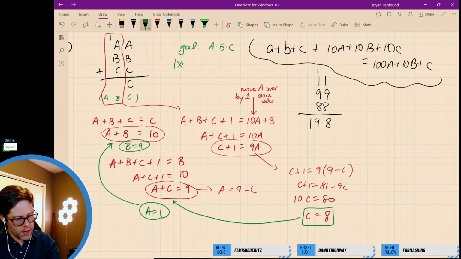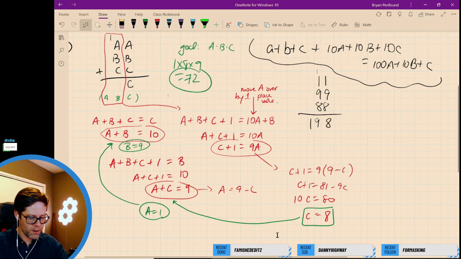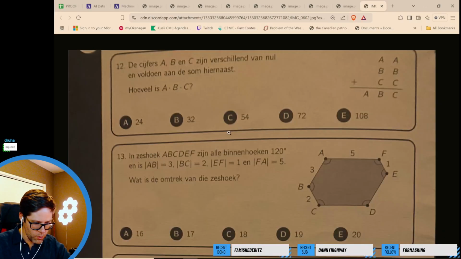By the way, 1 times 8 times 9 is 72, right? So we're looking, I think, to see if there's an answer of 72. So I'm thinking the answer is D, by the way.